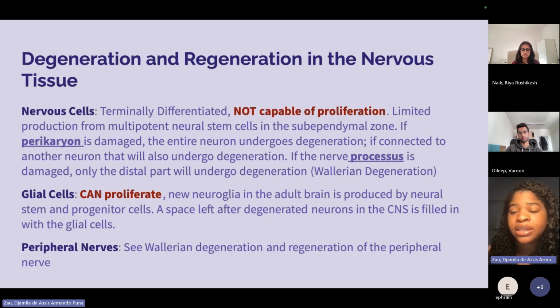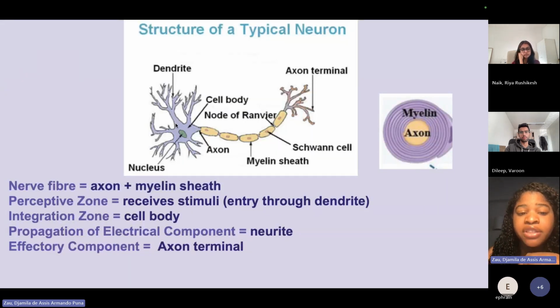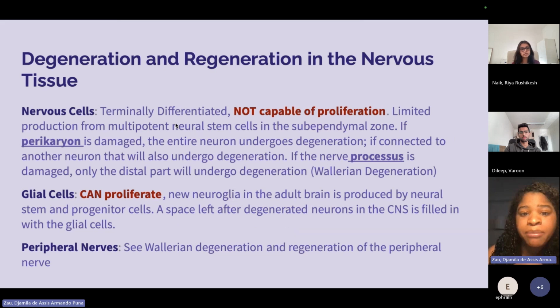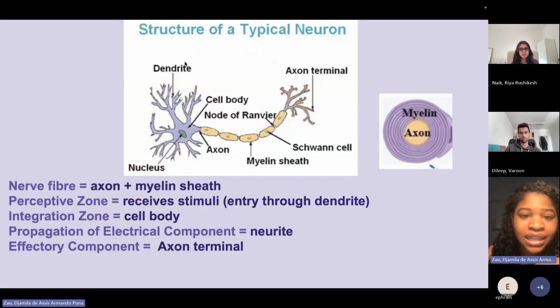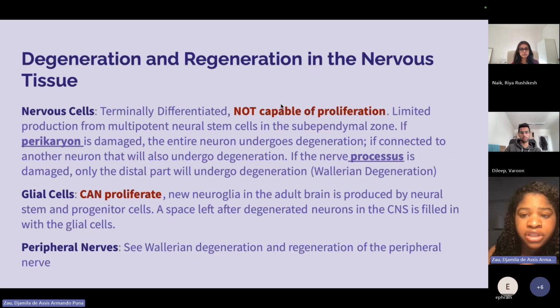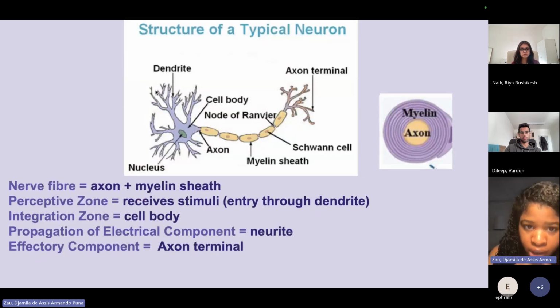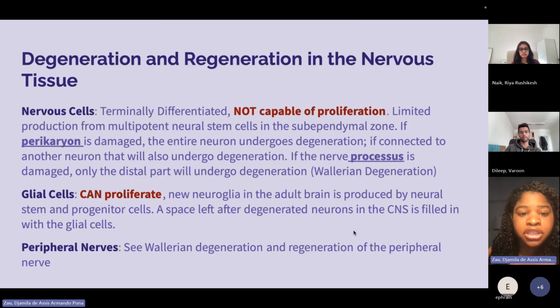That's why it's very important when people have a heart attack. It's very important for us to do CPR because we want to carry oxygen to the brain. If the cell body of the neuron is damaged, the entire neuron, this entire thing, is going to undergo degeneration. And if this neuron is connected to another neuron, because they're always communicating, then that neuron will also undergo degeneration.